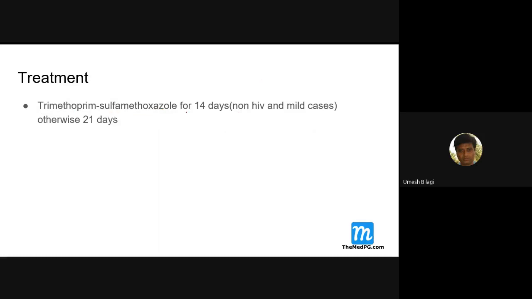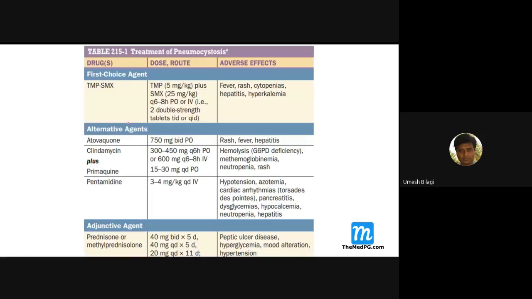Cotrimoxazole is the drug of choice. Mild infection, 14 days; if not, 21 days. Now this is a table from Harrison, newer edition. So for treatment of pneumocystis, the first drug of choice is the same cotrimoxazole.